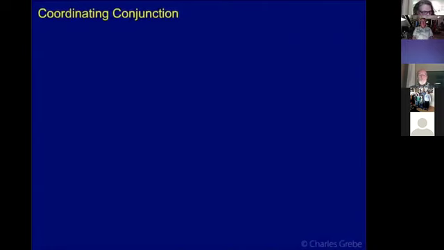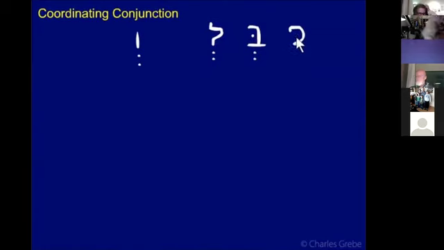The coordinating conjunction in Hebrew is the vav. I think I've mentioned this, at least in passing. Generally, it's vav followed by a vocal shava. And in some ways, it behaves like the inseparable prepositions le, be, and ke. One of the ways that the vav behaves like these is that it attaches directly to the word that follows it. It doesn't stand by itself.